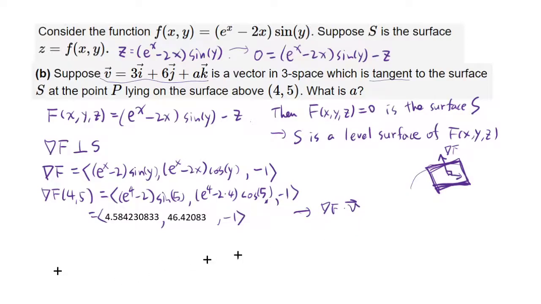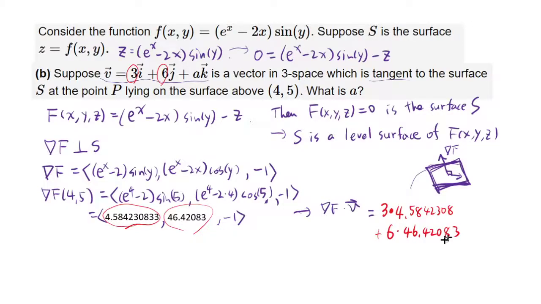So that's my vector. And now all you have to do is compute the gradient of f dotted with v. See, the dot product is component-wise multiplication, so 3 will get multiplied to this, which will give you 3 times 4.584238, plus then you have 6 and 46, so 6 times 46.42083, and then plus a times negative 1. But that's negative a. That has to equal 0.